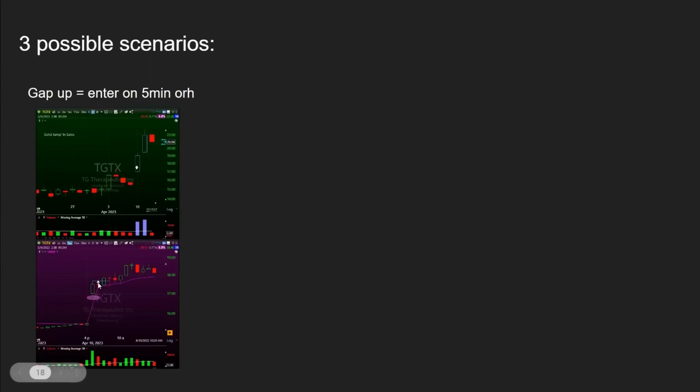So this was my real entry, and I simply put the stop loss here, and I'll go into details about the stop loss when we come to that section at the end. So hopefully this is clear. Whenever you have a gap up in a stock and you're looking to enter it, you're going to enter on the 5-minute opening range high.